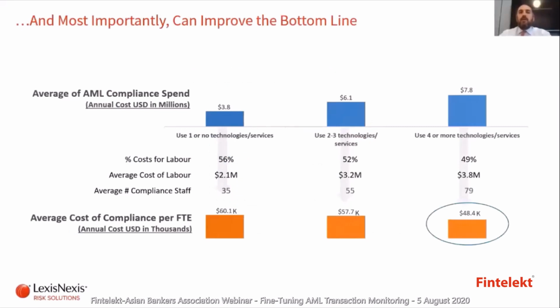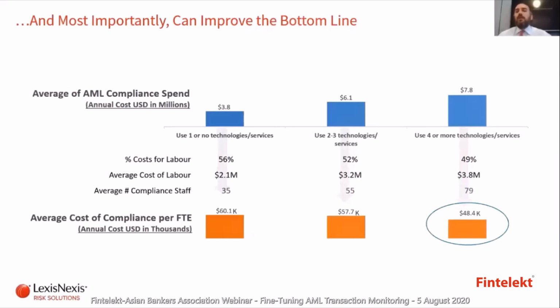Finally, what we found across Asia Pacific, and this is really the most important thing that we can talk about, having more technology can improve the bottom line. Now, people ask a lot about this slide. What does this mean? How is it that as your total cost goes up, and your spend goes up, you're somehow being more efficient? What this means is that you can get a lot more done.